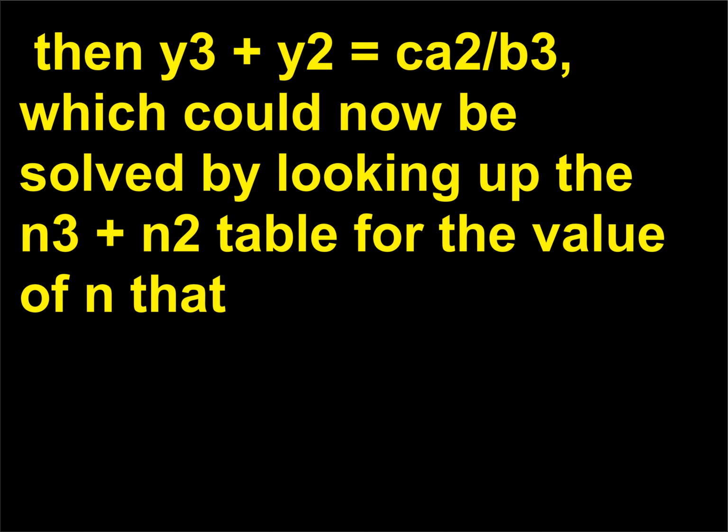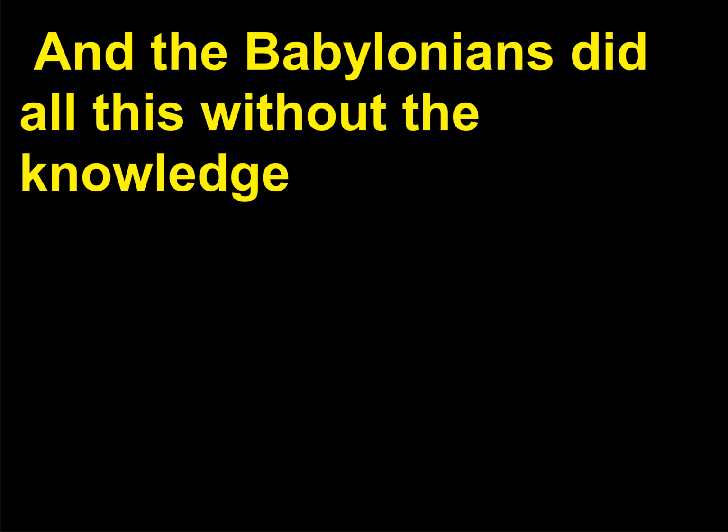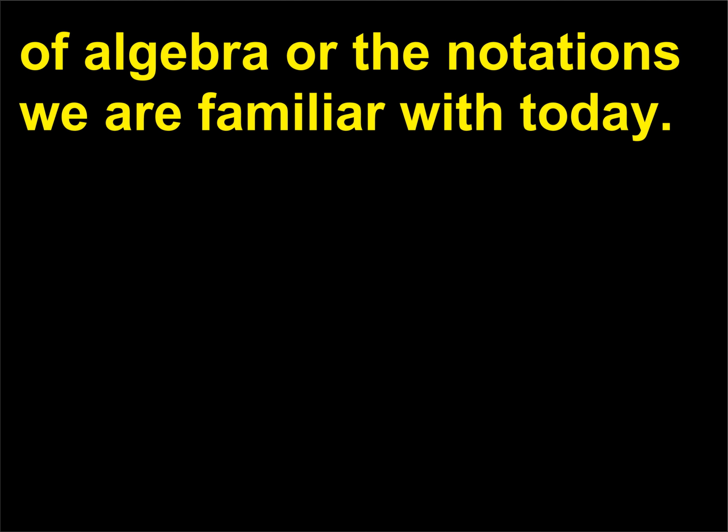then y^3 + y^2 = ca^2/b^3, which could now be solved by looking up the n^3 + n^2 table for the value of n that satisfies n^3 + n^2 = ca^2/b^3. When a solution was found for y, then x was found by x = by/a. And the Babylonians did all this without the knowledge of algebra or the notations we are familiar with today.